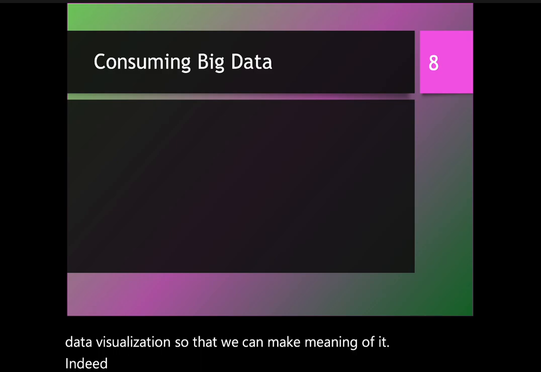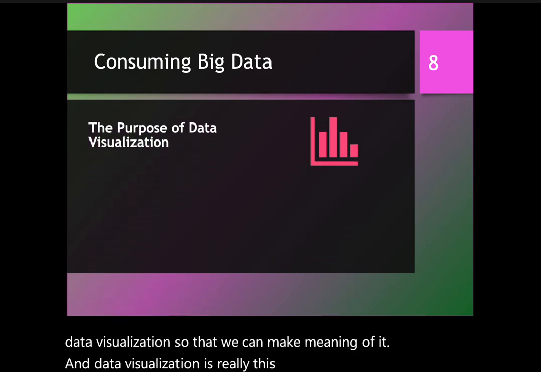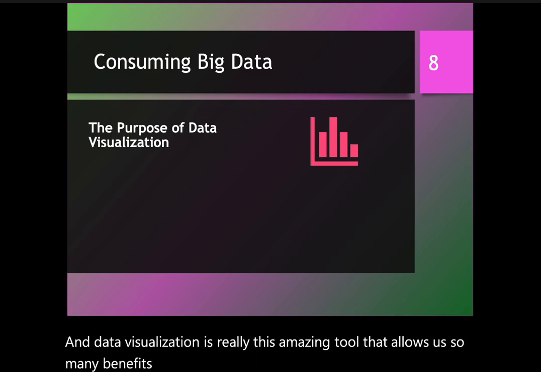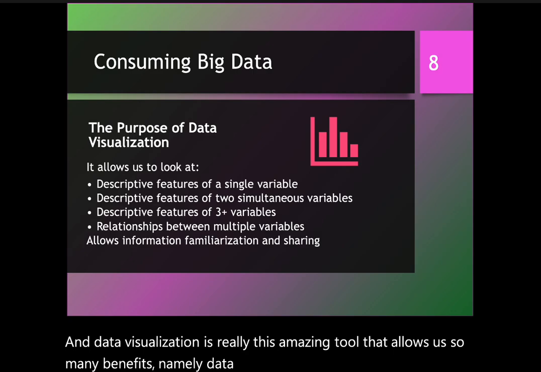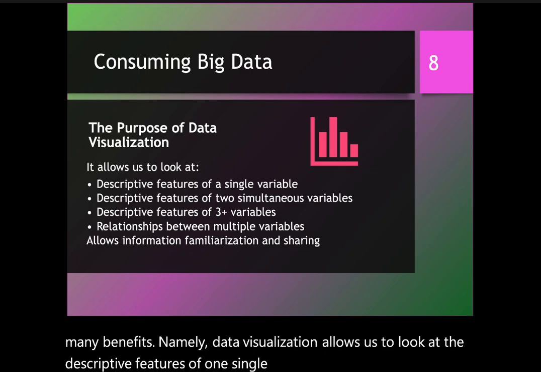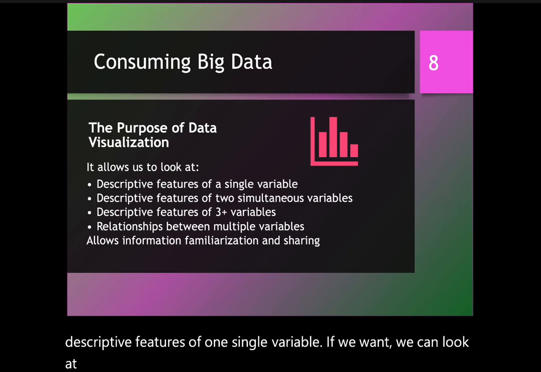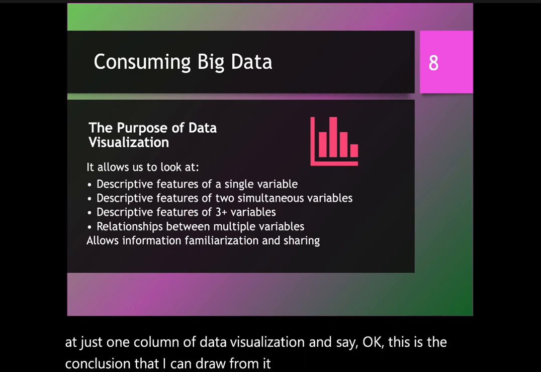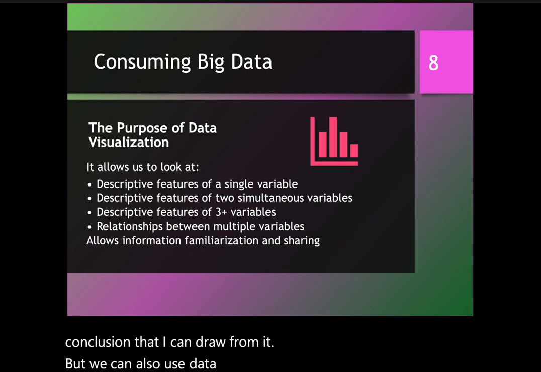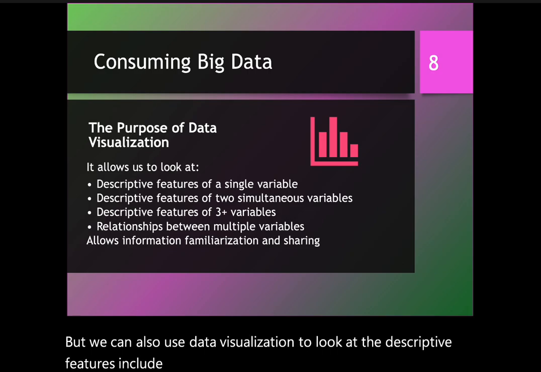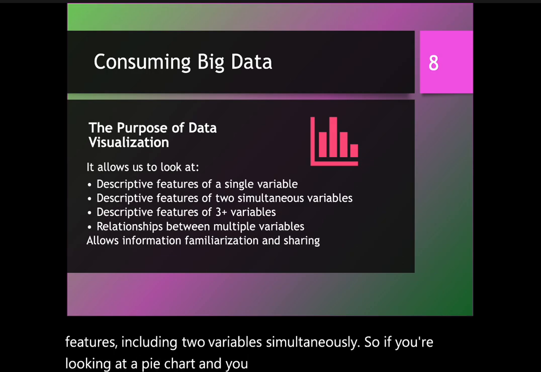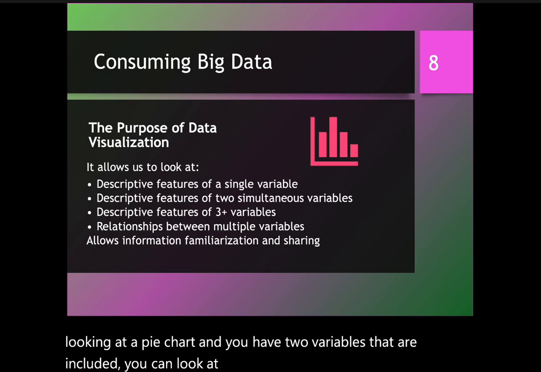And data visualization is really this amazing tool that allows us so many benefits. Namely, data visualization allows us to look at the descriptive features of one single variable if we want. We can look at just one column of data and say, okay, this is the conclusion that I can draw from it. But we can also use data visualization to look at the descriptive features including two variables simultaneously. So if you're looking at a pie chart and you have two variables that are included, you can look at how they are in relation to each other.